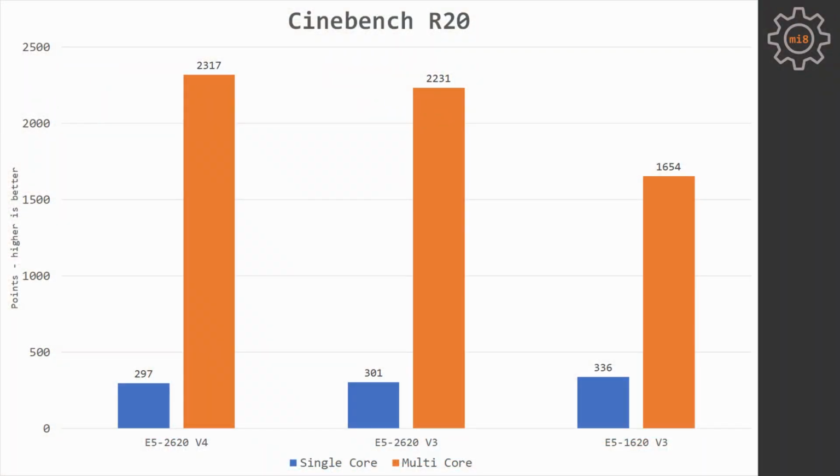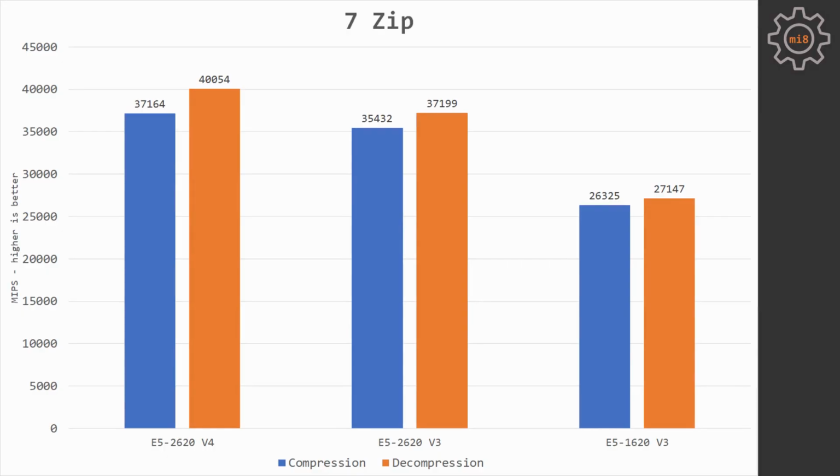Let's start this comparison with the Cinebench R20, single-core and multi-core results. As expected, Xeon E5-1620 V3 is taking the first place when using just one CPU core and the last place when using all CPU cores. E5-2620 V4 and V3 are showing almost identical results, even though E5-2620 V4 has two extra CPU cores.